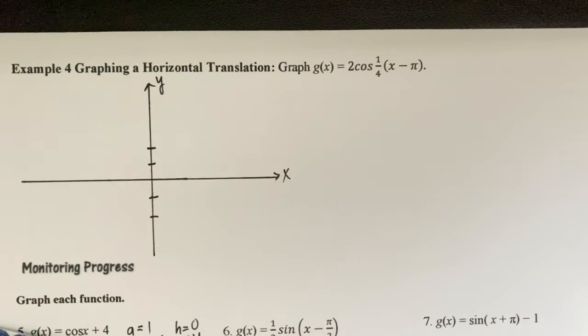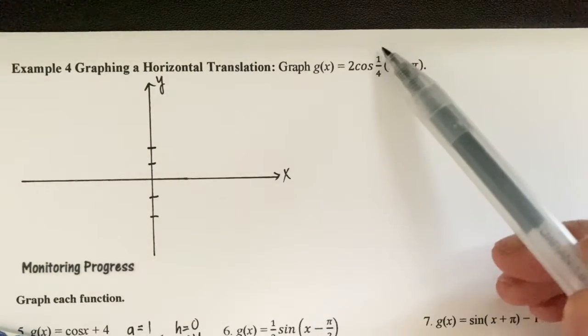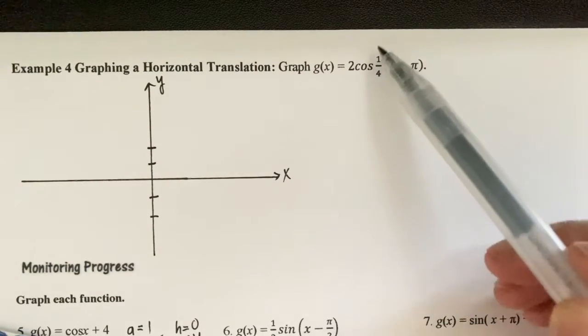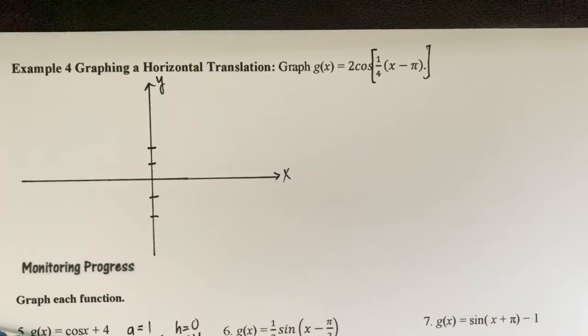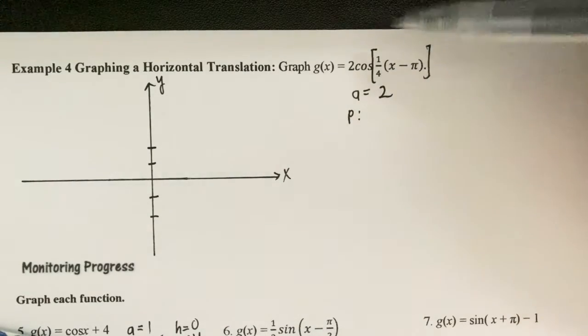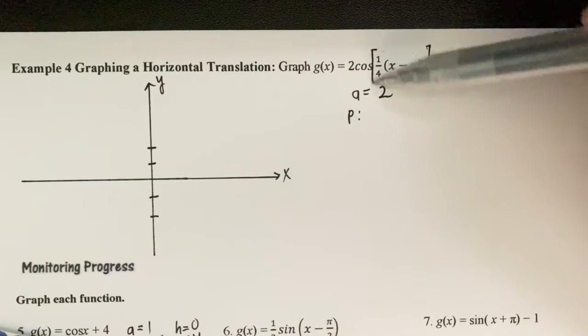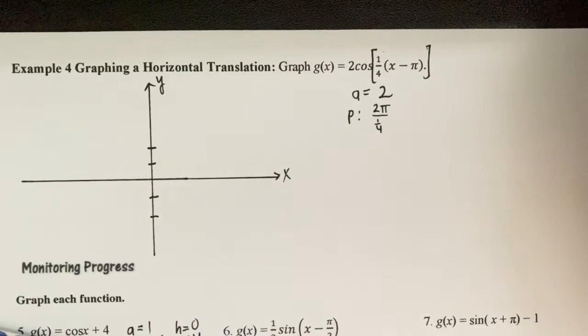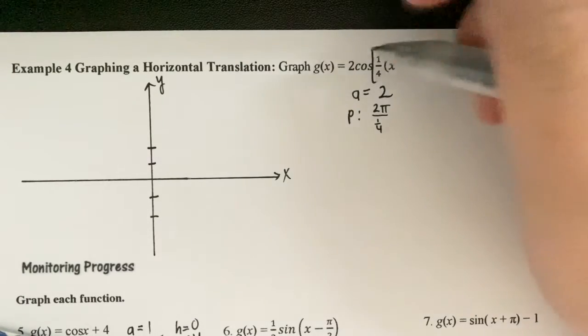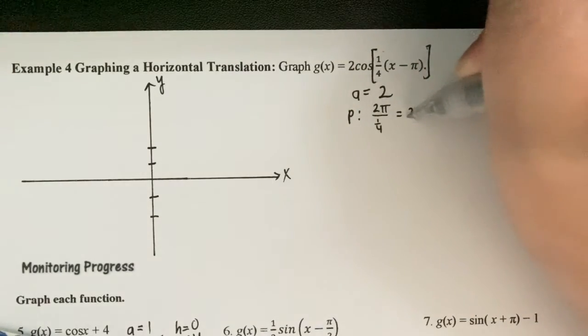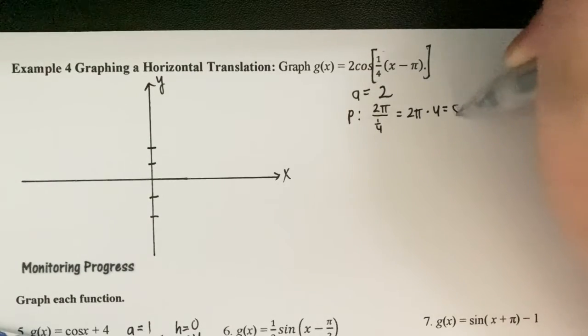Next, we are going to be graphing g of x is equal to 2 cosine of 1/4 times x minus pi. So this 1/4 times x minus pi is all inside the cosine. Let's first start off by identifying the amplitude and the period. Amplitude here is 2. And to find the period, we're going to take 2 pi and divide it by our b term 1/4. Now dividing by a fraction is like multiplying by its reciprocal. So our period is going to be 2 pi times 4, which is 8 pi.